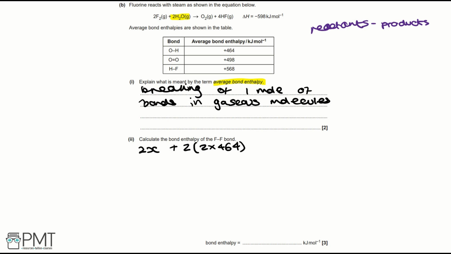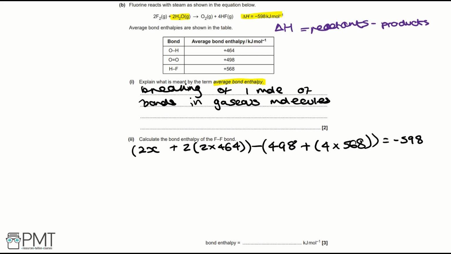And then we're going to minus our products. So our products will be 498 plus 4 times 568. And we've got our 4 because there are 4 HF bond enthalpies, and then there is 1 O double bond O from the oxygen. And this is going to equal minus 598 because that is our delta H value. So if we finished off our reactants minus products equation, that would equal delta H.